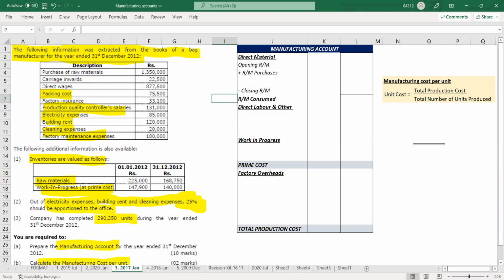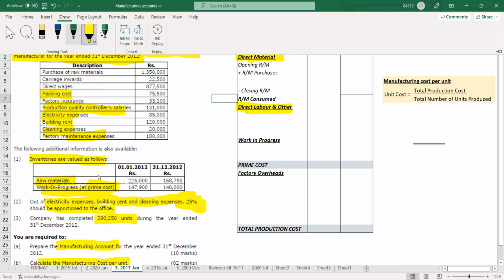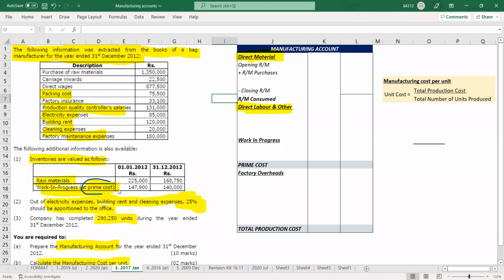Okay, so the same format: direct material, labor and other, work in progress, prime cost. Here they have mentioned work in progress, where to adjust to the prime cost. So we take work in progress here, factory overhead, total production cost. Right, let's do this.